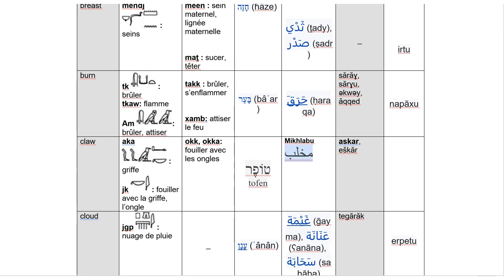To burn, you have here in Egyptian tak, to burn, the flame, to stir up the fire. The same words in Wolof. Tak, to burn, hambe, to stir up the fire, and see in Hebrew, Bahar, in Arabic, Araka, nothing to do. So also here, claw, akka, the claw, ik, to search with the fingernail. To stir with the fingernail, and you have in Wolof here, oka, to stir with the fingernail. And here in Arabic, mikhlabu, tofon, etc., nothing to do.